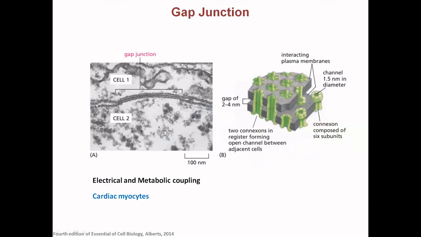Then we can see in this electron microscopic figure that there is a gap between the two cells. And in this gap, you can see tubes, the channels, which are almost 1.5 nanometers in diameter. The width of this gap is almost 2.4 nanometers. And the cytoplasm of the two cells interact and communicate with each other through these connections.